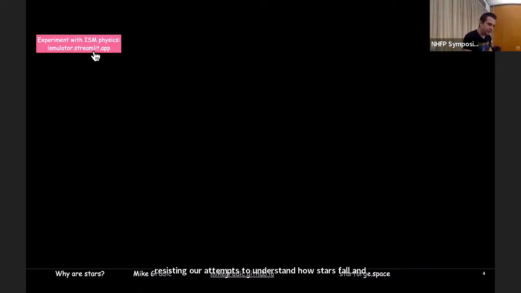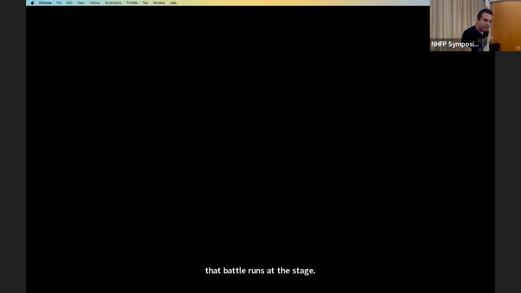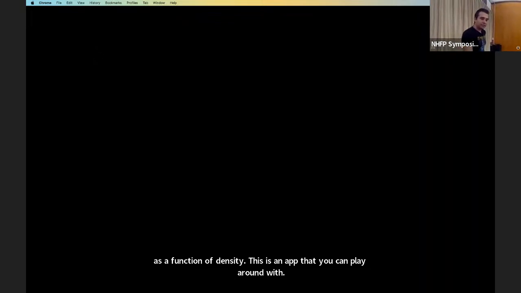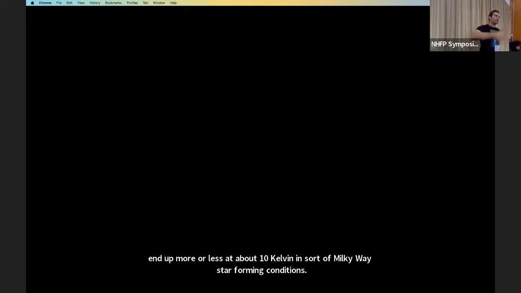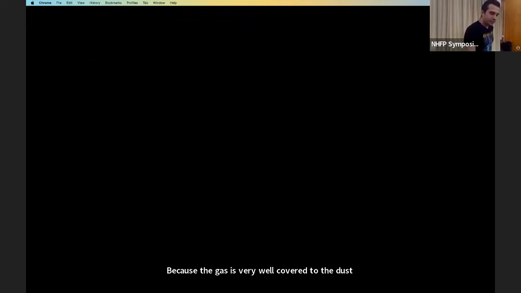So if we fire up my little ISM simulator, let's hope this works. Yeah, so here we're plotting the temperature of the ISM as a function of density. This is an app that you can play around with, and you can vary all these different things, including which cooling processes are accounted for, and the metallicity and the redshift. But what you always find is that at high enough density, you end up at about 10 Kelvin in Milky Way star forming conditions, because the gas is very well coupled to the dust. The dust really wants to be at a certain temperature.